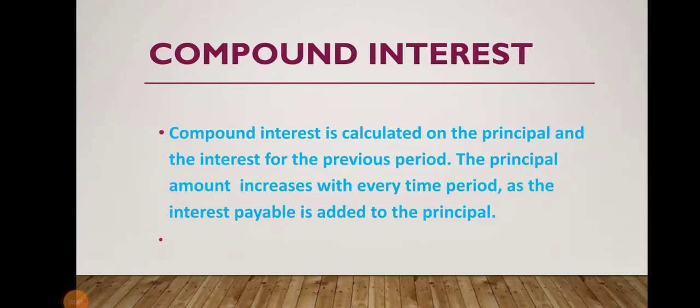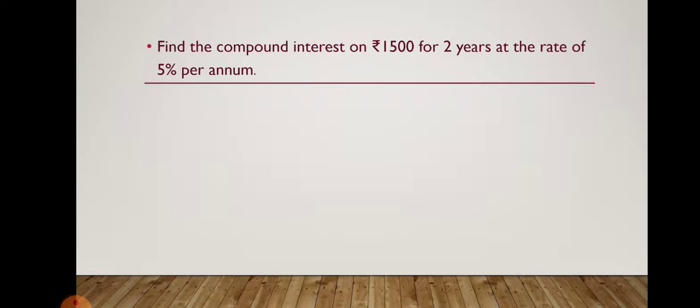Now compound interest. Compound interest is calculated on the principal and the interest for the previous period. The principal amount increases with every time period as the interest payable is added to the principal. Now let's discuss a question. Find the compound interest on rupees 1500 for 2 years at the rate of 5% per annum.